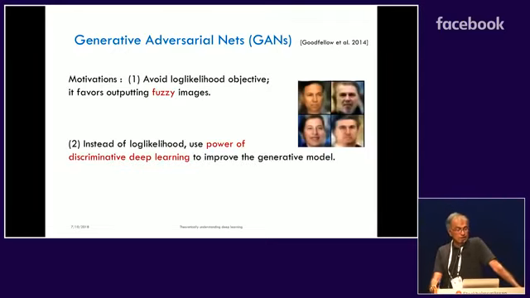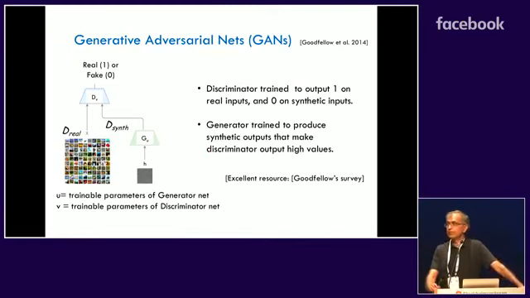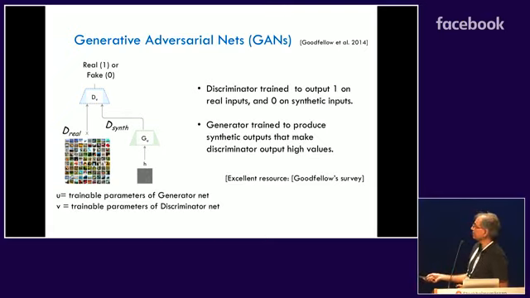So instead of log likelihood, GANs use the power of discriminative deep learning, which has been very successful, to improve the generative model. And again, I'm sure most of you have seen this, so just a quick reminder of GANs. There's a generative net down here, which is trying to produce a synthetic distribution, and there's a real distribution of images, and there's a discriminator net, which is being trained to output 1 on real images. When it's given images from the real distribution, it's told to output a label 1, and when it's given images from the synthetic distribution, it's told to output 0. So that's the training objective for the discriminator.